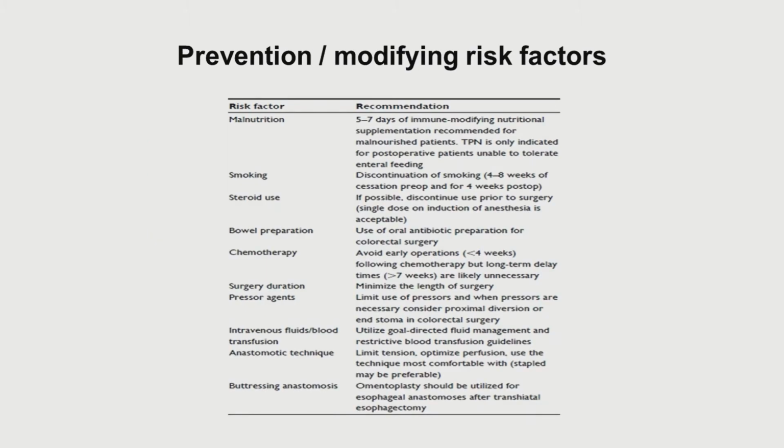To prevent the leakage, surgeons could modify risk factors, use intraoperative tests for early detection, and several reinforcement techniques. First, modifying risk factors during perioperative periods is essential. Malnutrition should be corrected and discontinuation of smoking is needed. In addition, minimal steroid usage, bowel preparation, adequate interval between chemotherapy and surgery, short surgery duration, and anastomotic technique, including limited tension and optimized perfusion, should be considered.